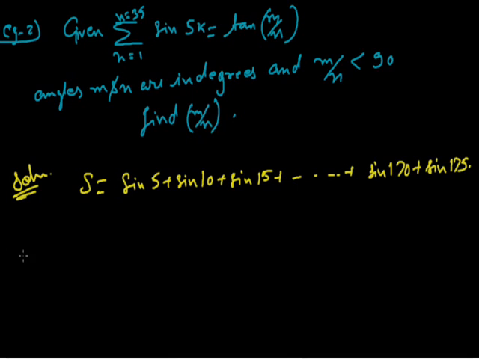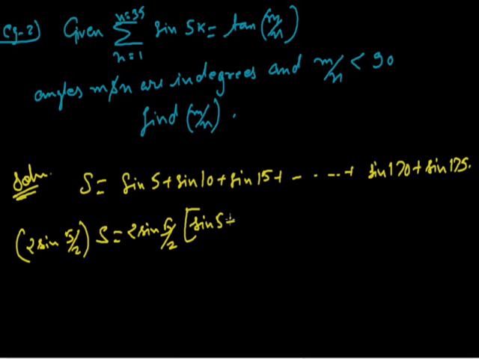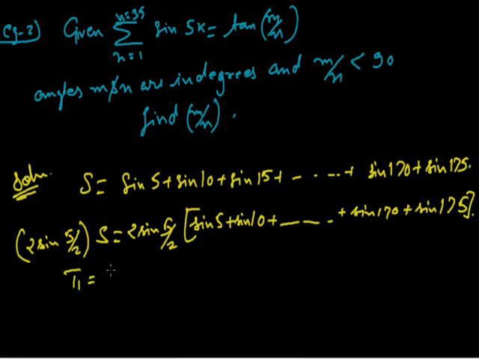plus sin 170 plus sin 175. We have multiplied 2 sin(5 by 2) to both the sides, therefore it became 2 sin(5 by 2) into S is equal to 2 sin(5 by 2) into (sin 5 plus sin 10 plus ... plus sin 170 plus sin 175). Therefore, the first term, that is 2 sin(5 by 2) sin 5, is equal to cos(5 by 2) minus cos(15 by 2).